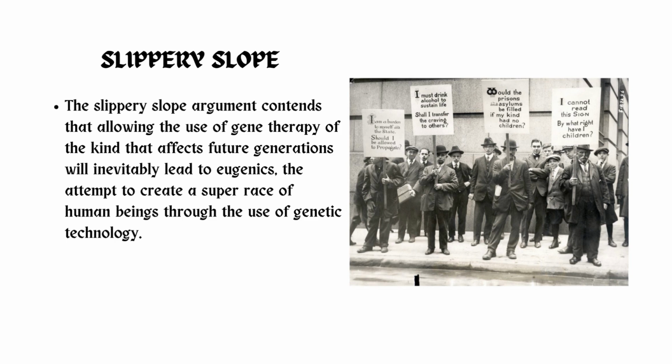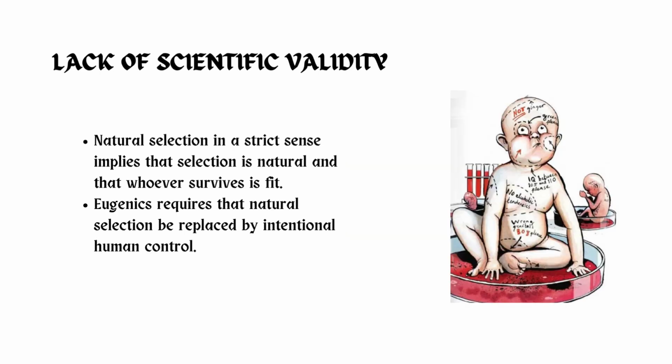Lack of scientific validity. Eugenics assumes that complex human traits, including intelligence and behavior, are primarily determined by genetics. However, many of these traits are influenced by a combination of genetic and environmental factors, making it challenging to draw clear lines between nature and nurture.